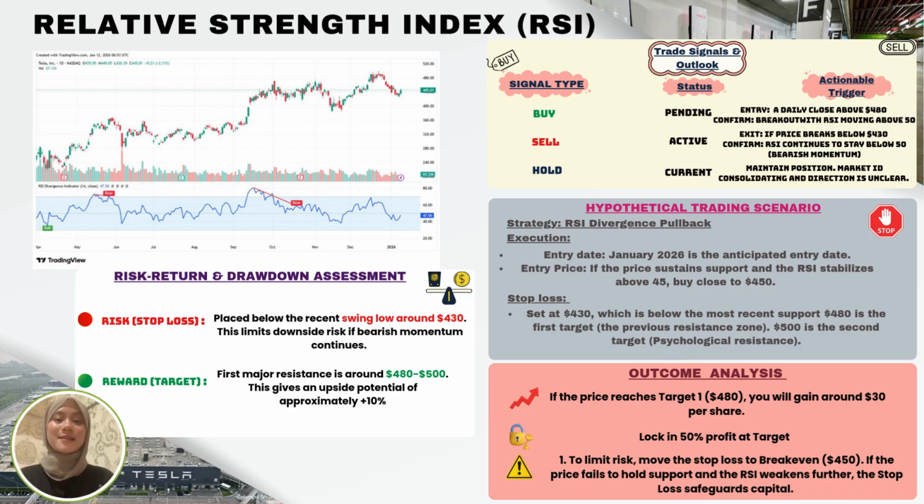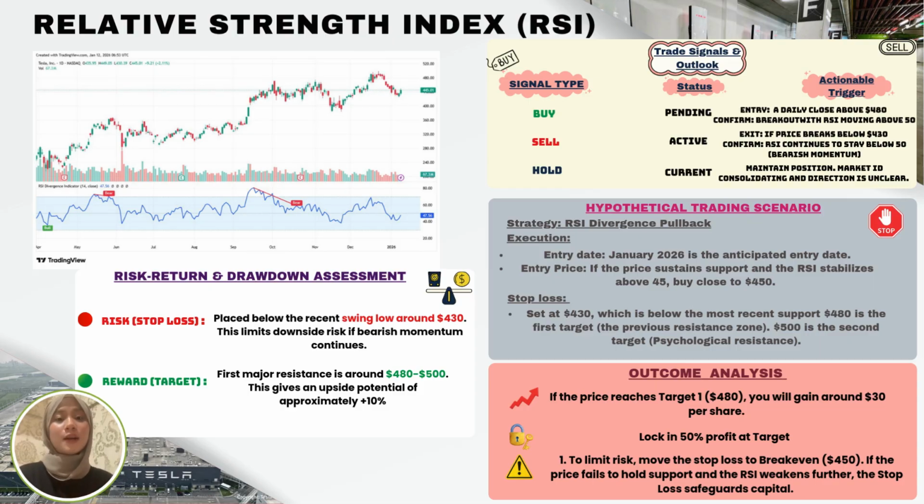Now let's discuss risk and return. So for the risk, the stop loss is placed below the recent swing low around $413. This limits the downside risk if bearish momentum continues. For reward, the first major resistance is between $418 and $500. So this gives an upside potential of approximately 10%.